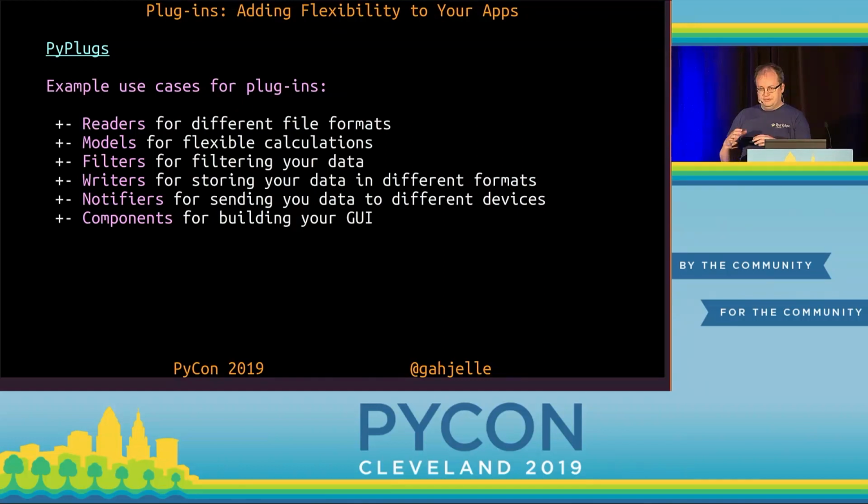We used it for different models, for flexible calculations. I can then, in my config file, say that I want to use this or that machine learning library to call my models or things like this. Filters, writers for storing data in different formats. Notifiers for sending notifications to different places. And also for components, just for building my GUI. So I can say, okay, for this use case, I want to have these kinds of buttons, this drop down, and things like this.